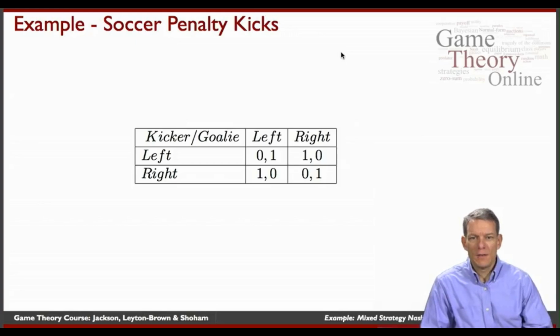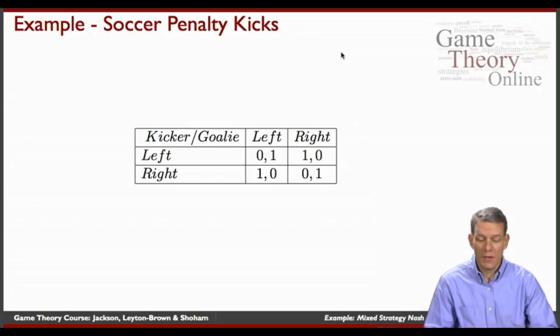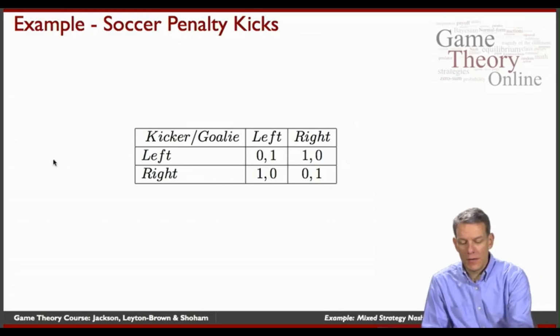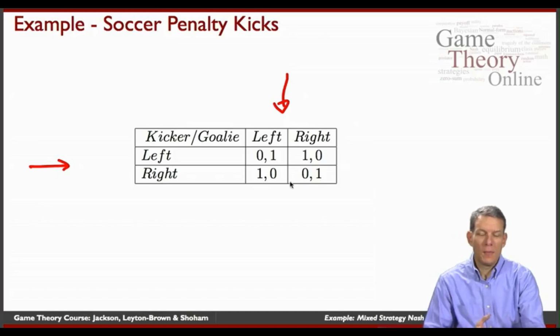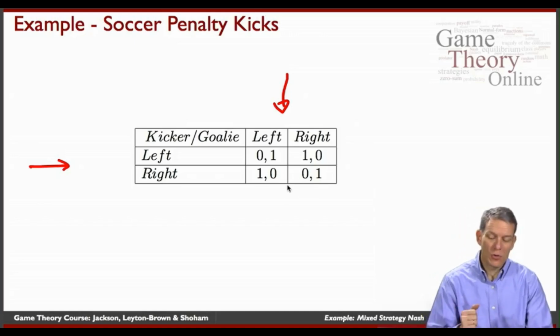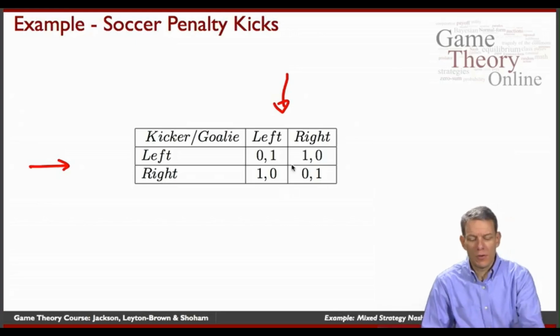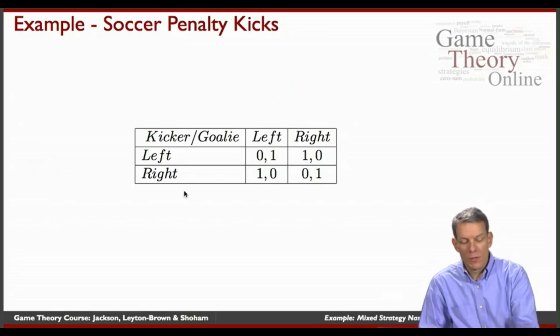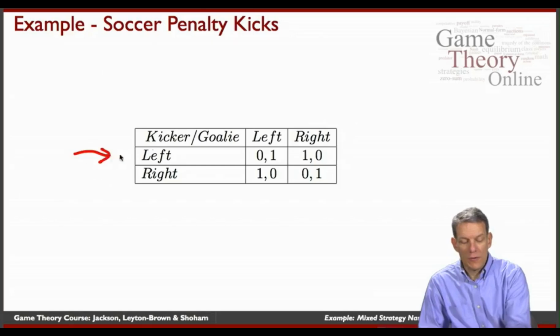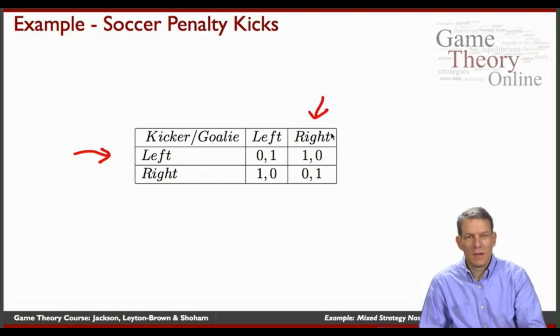So imagine that the setting is one where the kicker and the goalie, so let's have the kicker on this side. So the kicker is the row player, the goalie is the column player. If the kicker goes left and the goalie also happens to go to the left, then the goalie saves, and the goalie gets a payoff of 1, the kicker gets a payoff of 0. If instead the kicker goes left and the goalie goes right, then the kicker scores and gets a payoff of 1, and so forth.